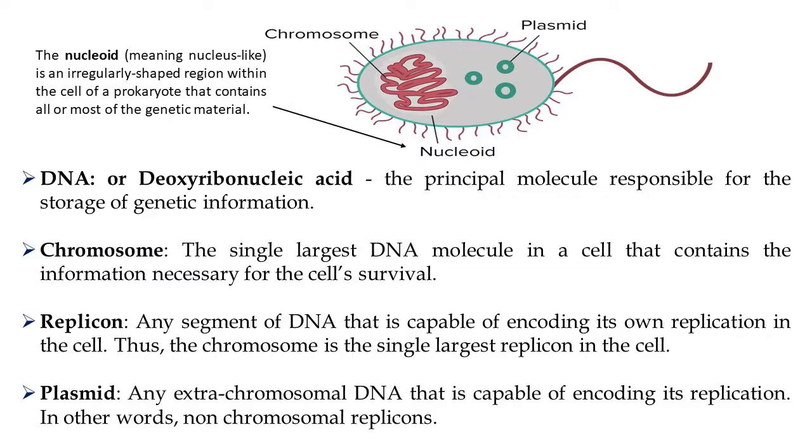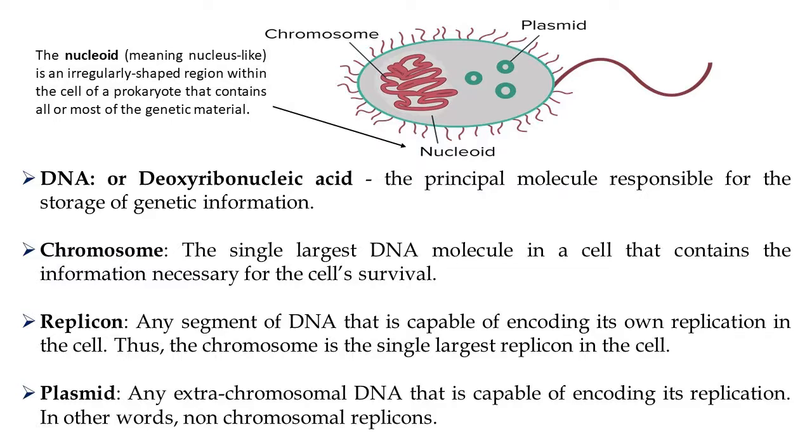Now, your DNA, or deoxyribonucleic acid, is the principal molecule responsible for the storage of genetic information. Your chromosome is ideally the single largest DNA molecule in a cell that contains the information necessary for the cell's survival itself. Any segment of DNA that is capable of encoding its own replication in a cell is termed a replicon. So your chromosome is the single largest replicon present in the cell.